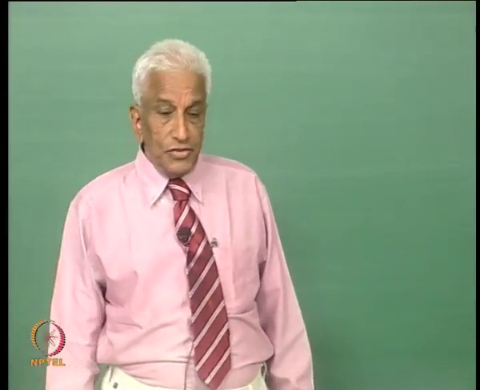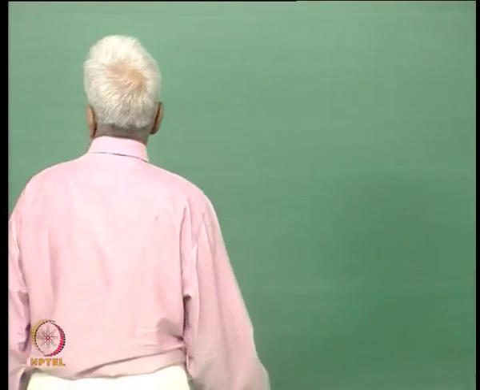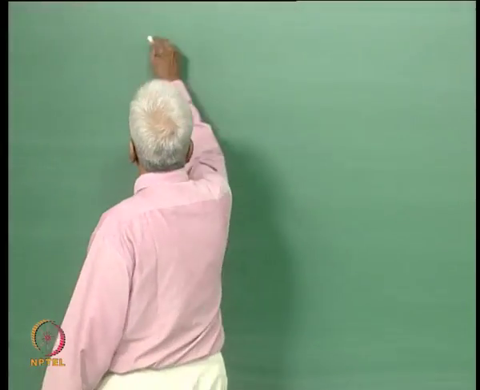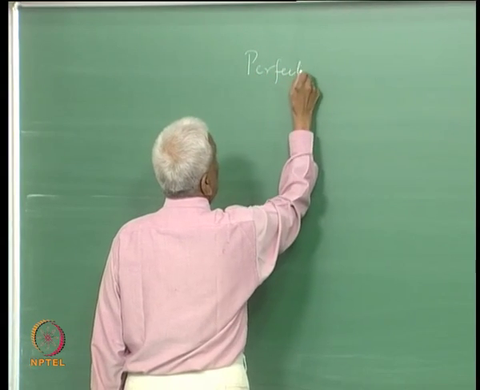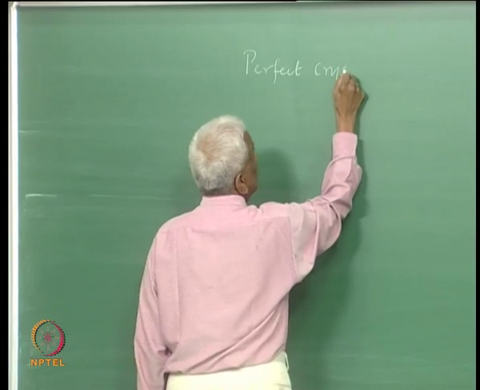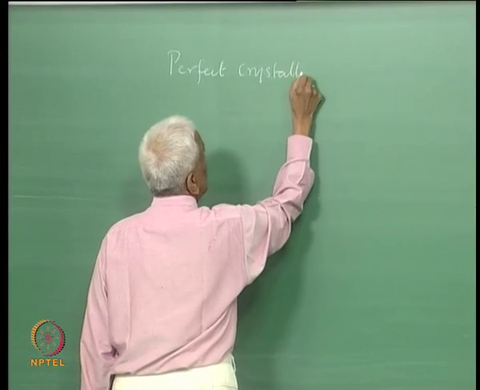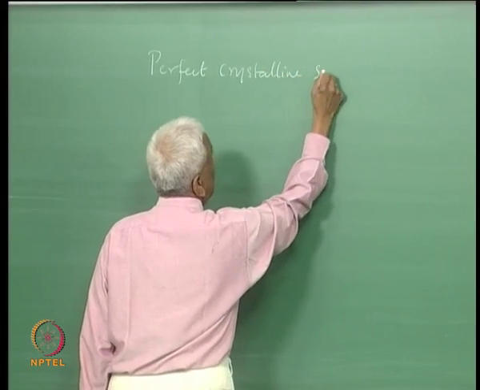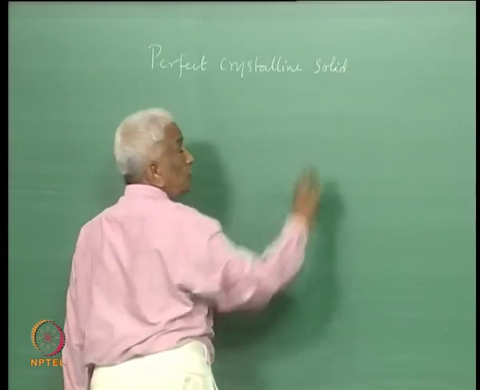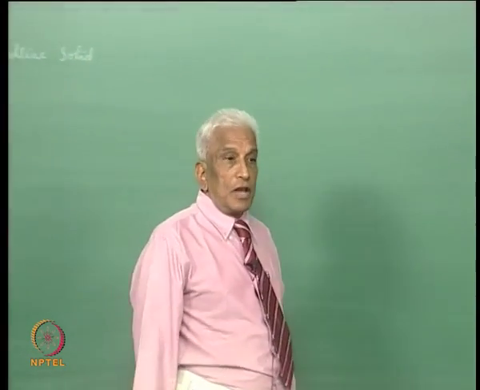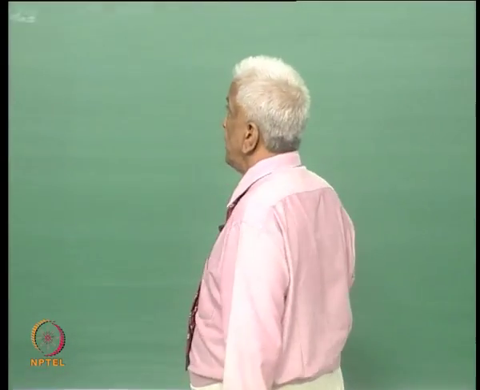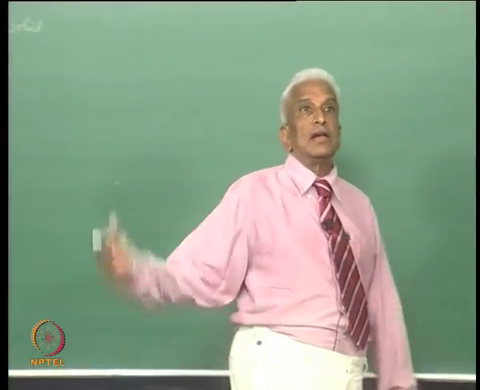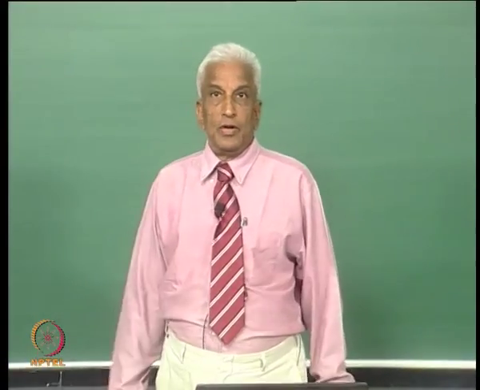So far we have been considering the solid as a perfect, crystalline solid. In other words, there is a regular periodic arrangement of the atoms or molecules throughout the entire lattice structure of the crystal.